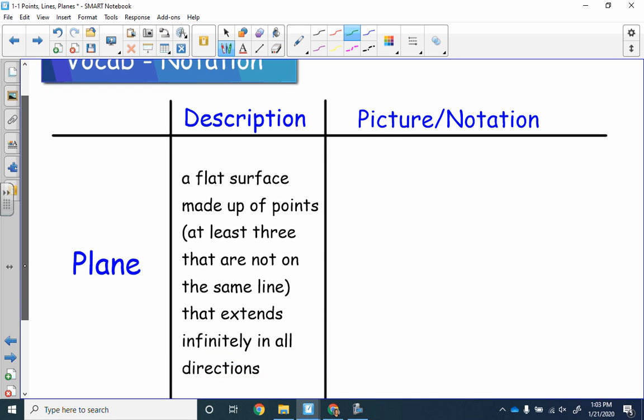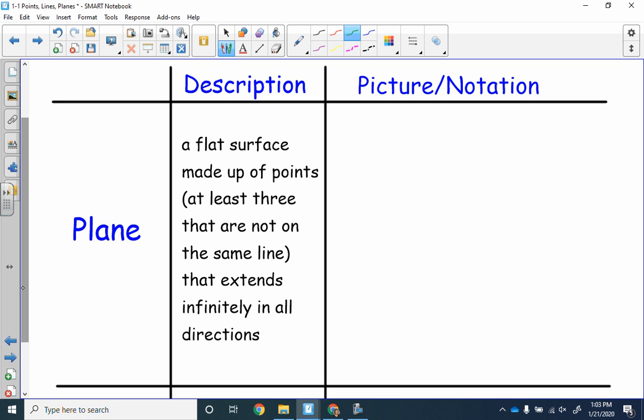And then we're going to talk about what a plane is. No, not an airplane. A plane is described as a flat surface that's made up of points. And something really important to write down here, it's at least 3 that are not on the same line. It's referring to at least 3 points that are not on the same line. And it extends indefinitely in all directions.